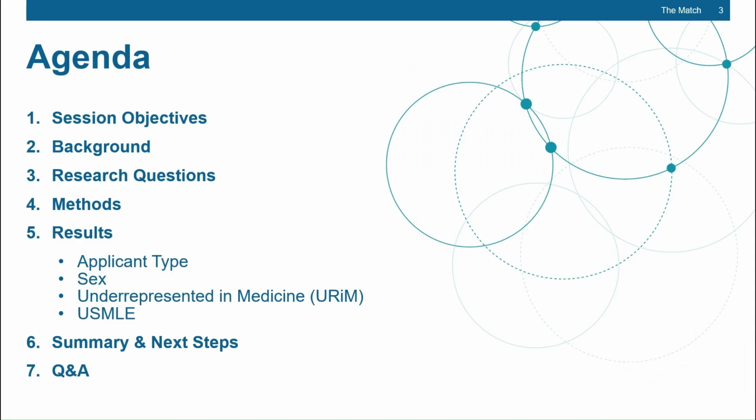Here's our agenda for the session. We're going to begin by reviewing the objectives, followed by providing some background information about why this topic is important and how this project came to be. Next, we'll review our research questions and recap the methods used to carry out our analyses. Then we'll dive into our results, focused on results related to applicant type, sex, underrepresentation in medicine, and USMLE scores. And finally, we'll summarize the findings we've shared with you and discuss some of our anticipated next steps before opening the floor for questions from all of you.